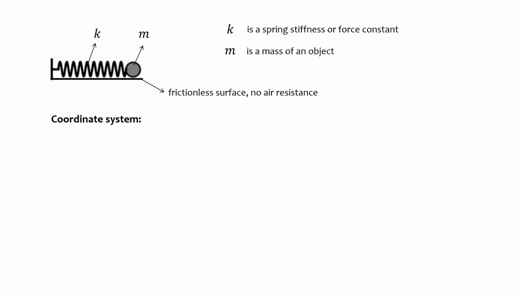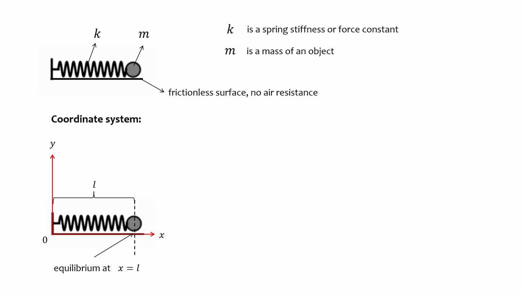What we will study is the motion of the object as a function of time, and therefore we need to set up the coordinate system. There are two reasonable choices here. We choose a Cartesian coordinate system and put the origin at the beginning of the immovable wall, like in this picture. The parameter L is the length of the spring when relaxed. So in this coordinate system, the equilibrium position is at x equals L.